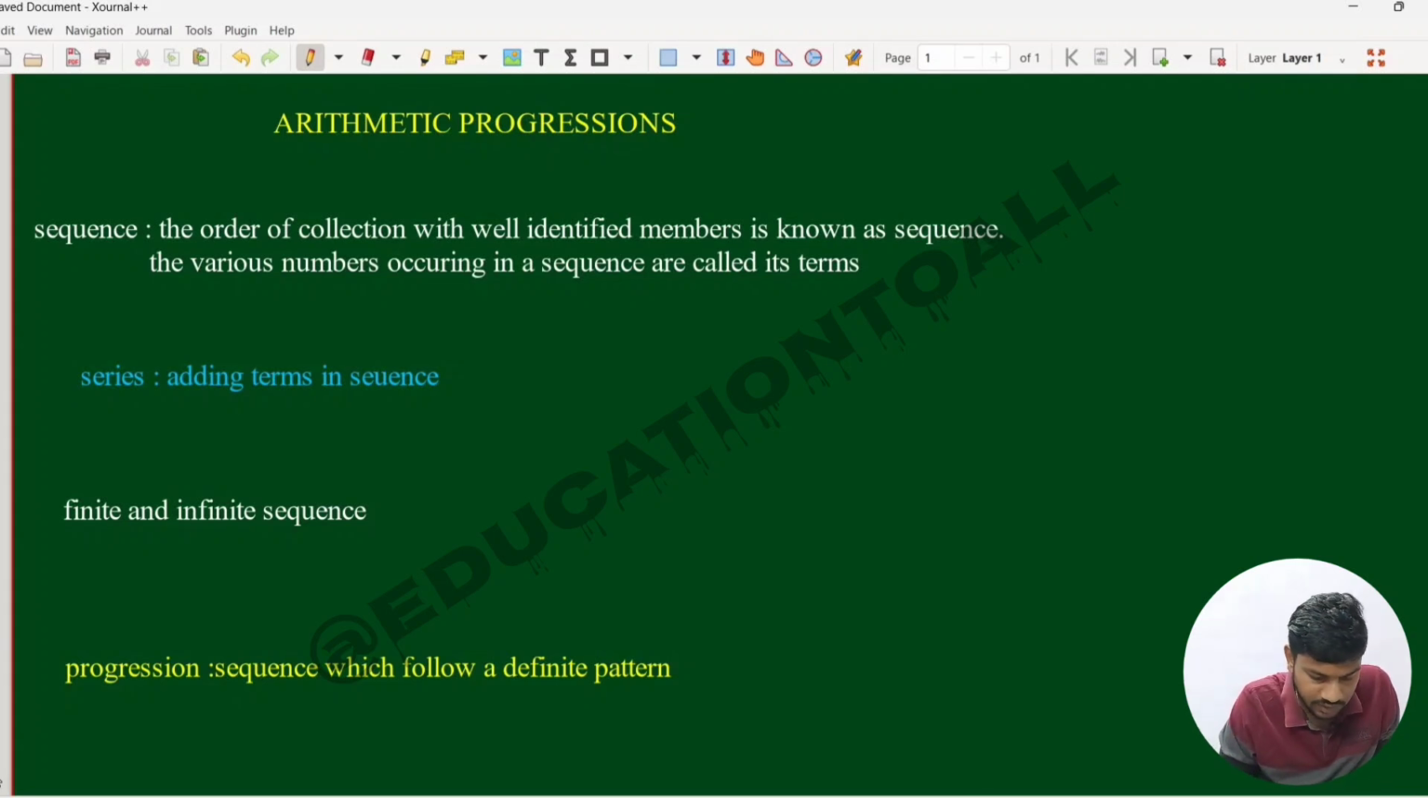Before going to the topic, we should know a few definitions which are very new for you. So please learn carefully. The first definition is sequence. What is meant by sequence? The order of collection with well identified members is known as a sequence.